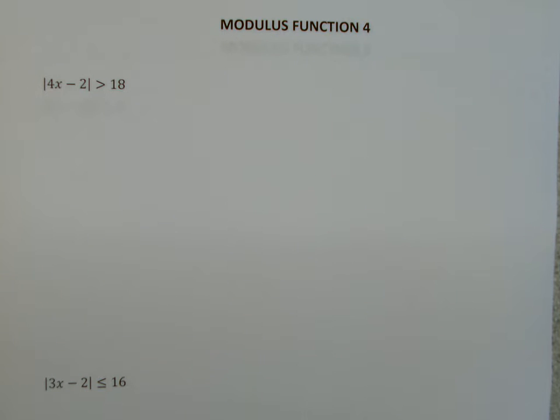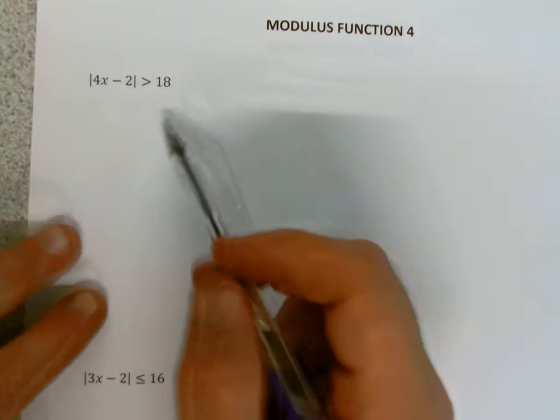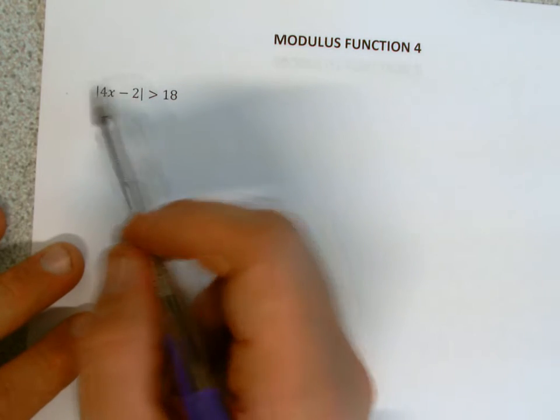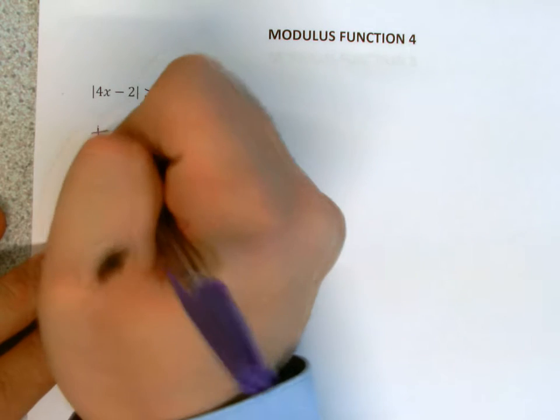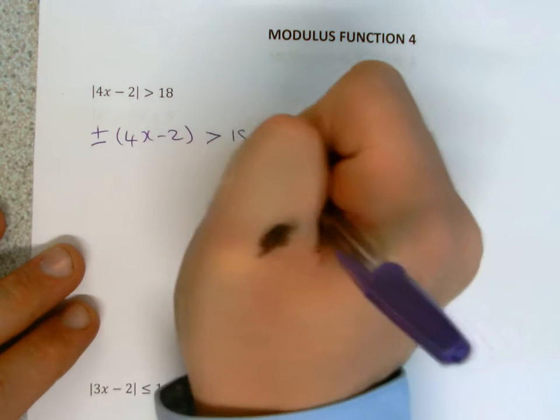Right, with the modulus function, you also have to solve inequalities. Okay, now there's nothing wrong with having to do this. It's very similar to solving the equation, isn't it? In this case, straight away we've got a modulus here, so we can get rid of that, and you write it as plus or minus 4x minus 2 is greater than 18.